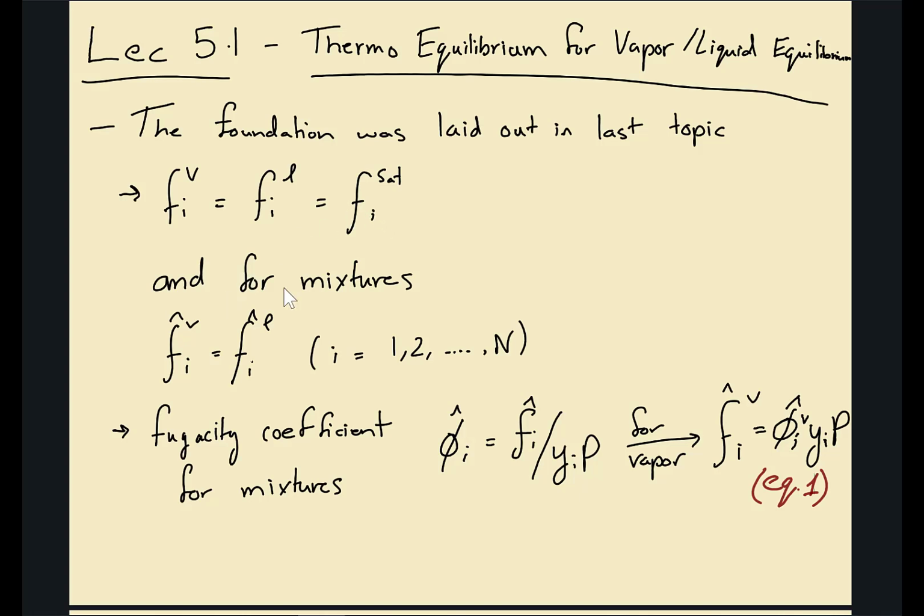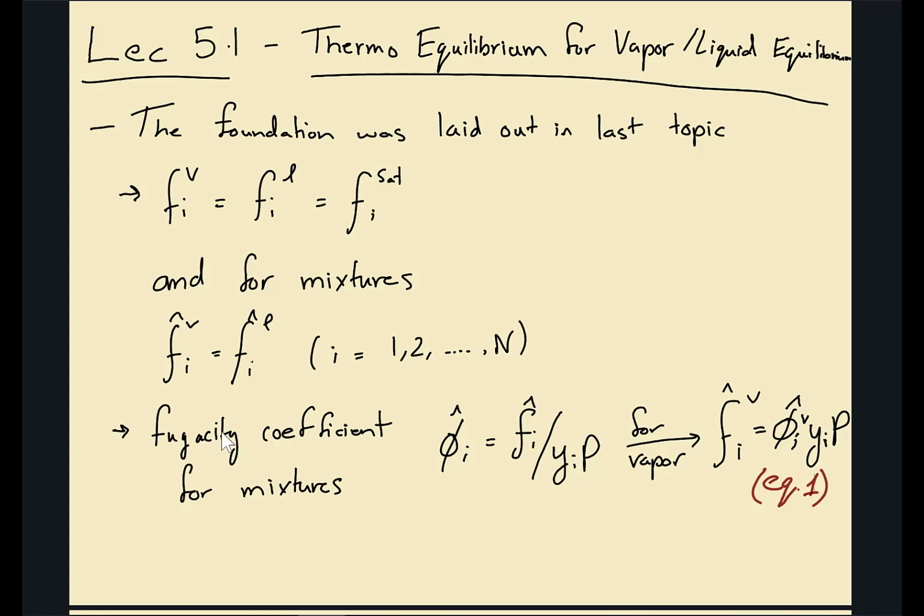And then we also looked at mixtures. For mixtures, instead of fugacity f, we wrote fugacity with a hat. This is for vapor and this is for liquid. From last class, we said that for mixtures at a given temperature and pressure, these two are also equal at equilibrium conditions for all components, whether you have two components, three, up to n components.